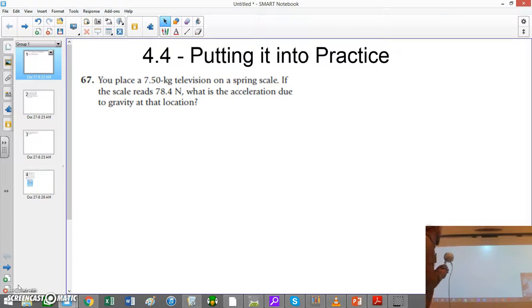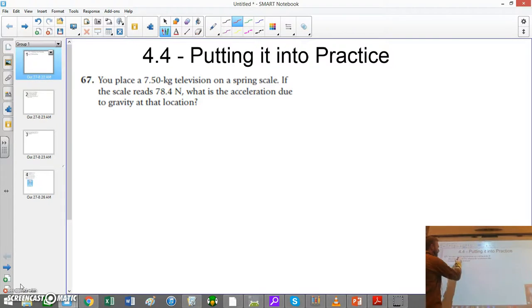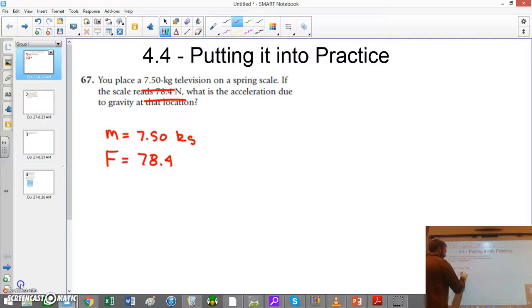It says you place a 7.50 kilogram television on a spring scale. If the scale reads 78.4 newtons, what is the acceleration due to gravity at that location? So I know 7.50 is a mass, so the mass is 7.50 kilograms. It reads 78.4, that's a force, 78.4 newtons. What is the acceleration? So the acceleration equals question mark.